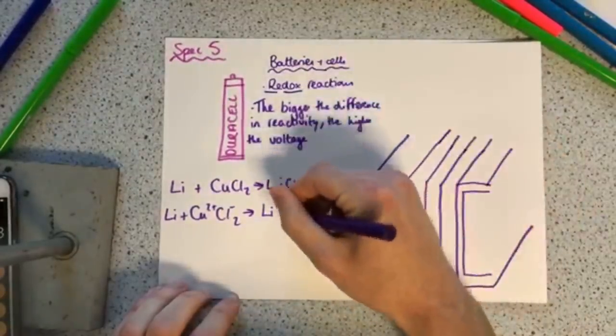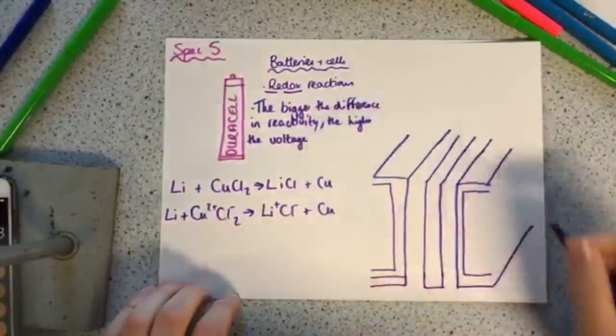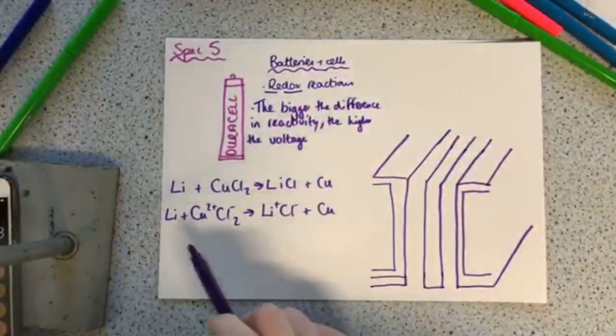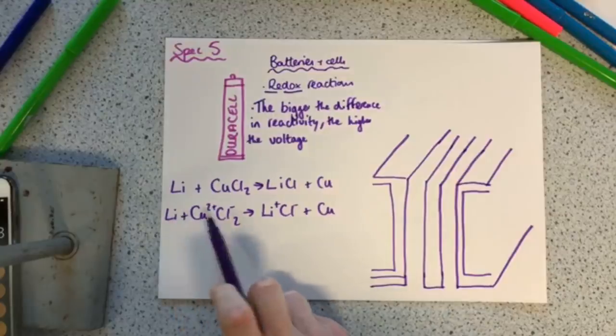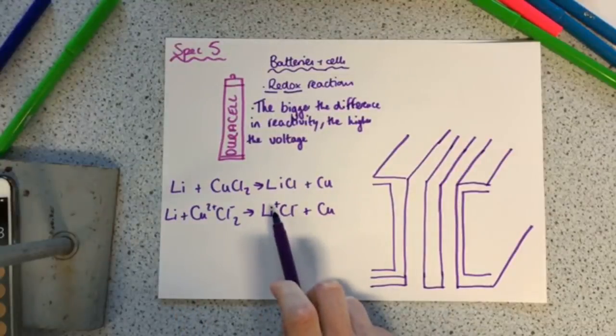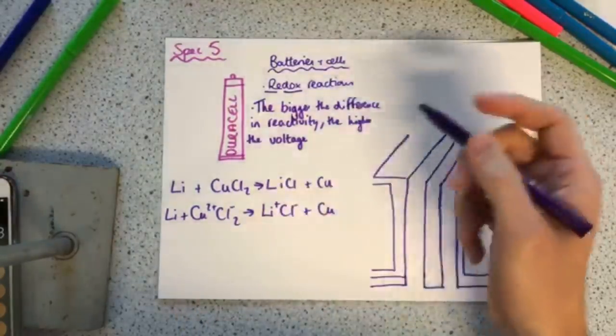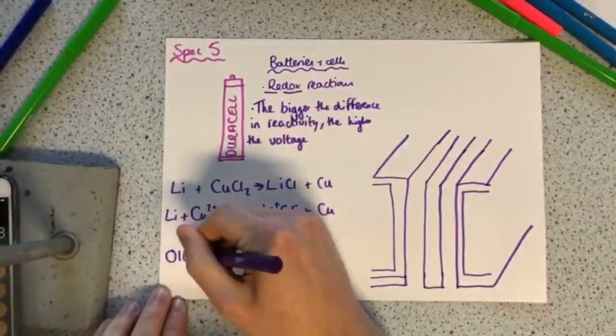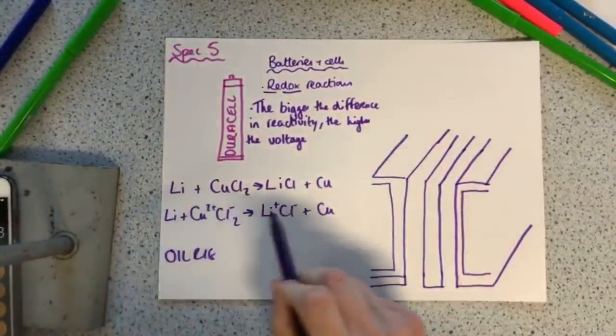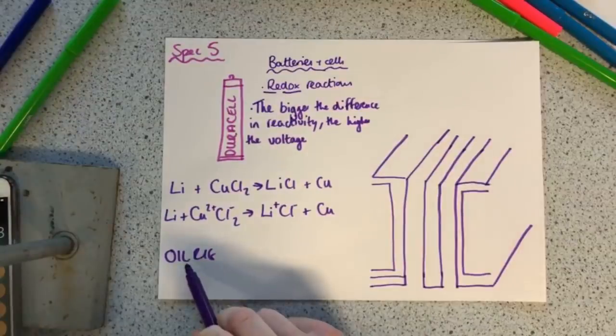Lithium then turns into an ion, and then you end up with copper. So if you look here, lithium starts off with a full outer shell, and it ends up losing an electron to turn into an ion. So therefore, if you remember OIL RIG, that has been oxidized because it has lost an electron.